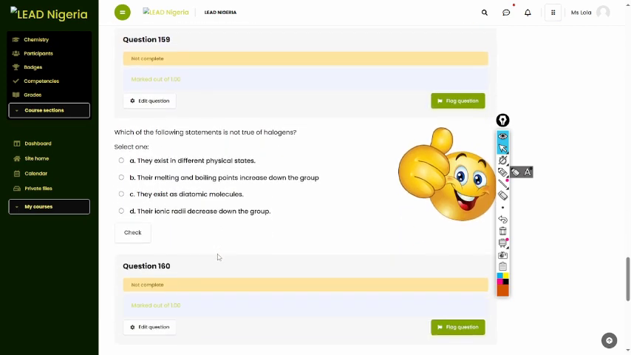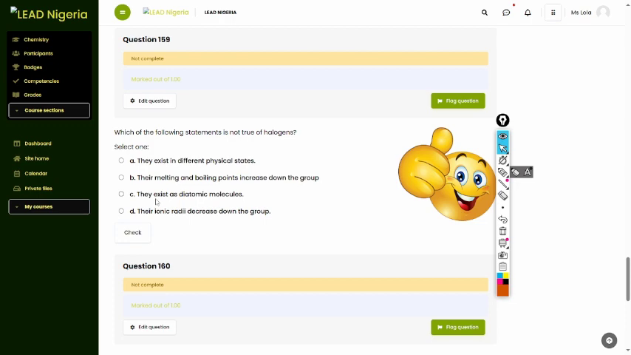Which of the following statements is not true of halogens? They exist in different physical states. That is true because chlorine and fluorine are gases, bromine is a liquid, and iodine is a solid at room temperature. So they do exist in different physical states. Now their melting and boiling points increase down the group. Okay, let's see. We'll come back to this one.